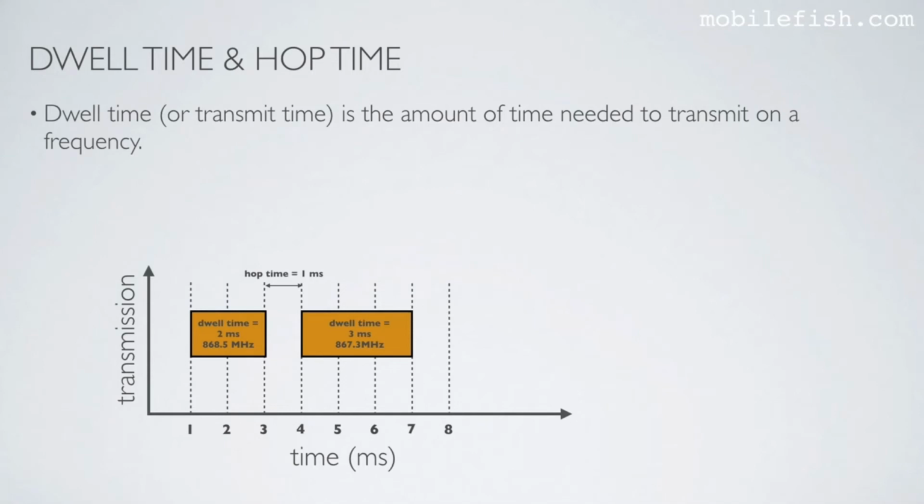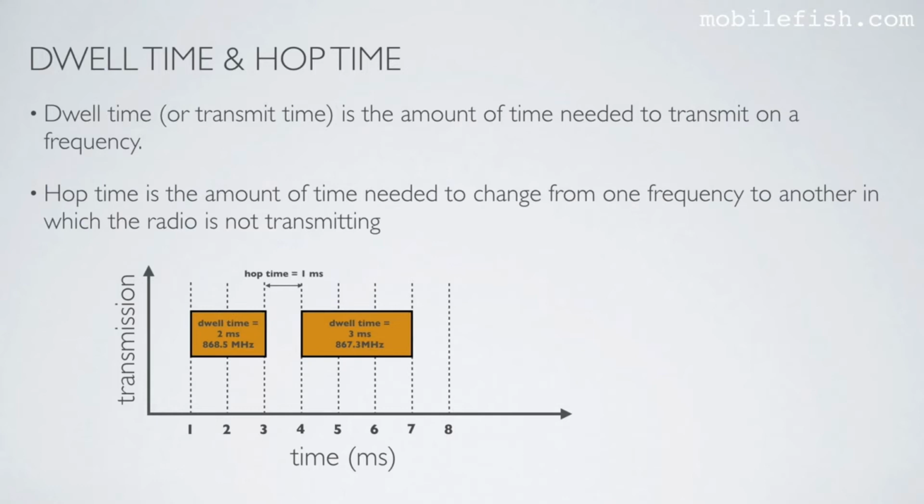Dwell time or transmit time is the amount of time needed to transmit on a frequency. So in this example, the dwell time is 3 milliseconds. Hop time is the amount of time needed to change from one frequency to another, in which the radio is not transmitting. After this message is transmitted, it takes 1 millisecond to hop to another frequency.